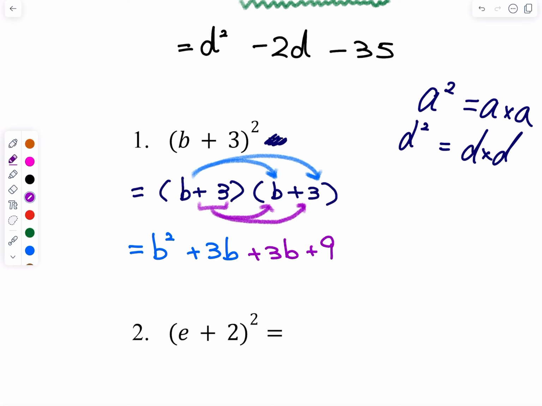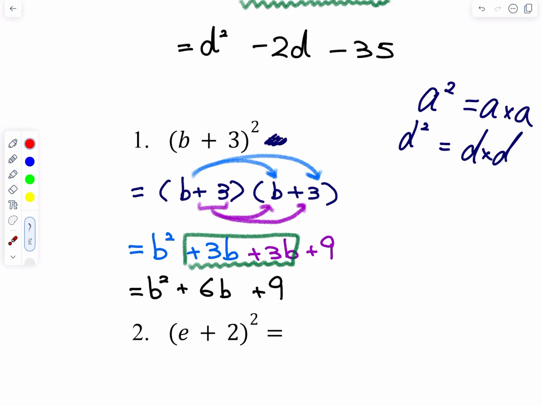And then what's the next step? The next step is to check the middle part, are they the same? Yes, so you add them up. It becomes b square plus 6b plus 9.